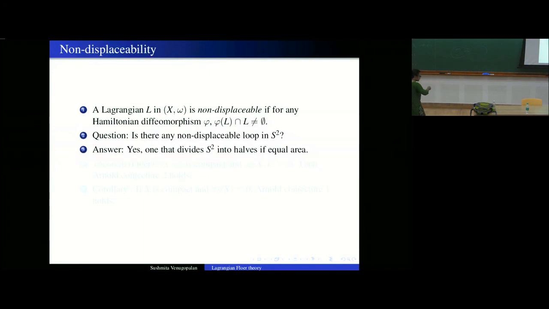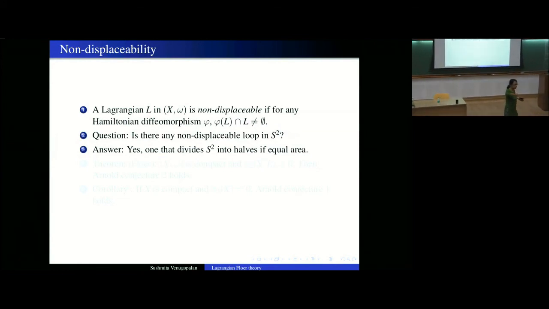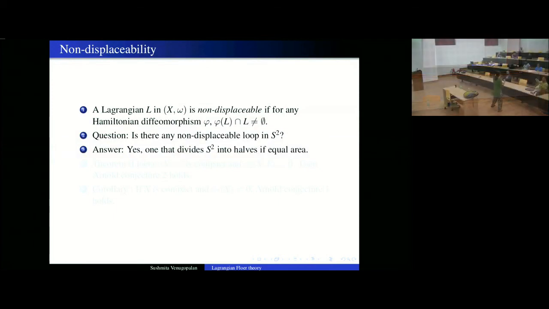So we have S2 with a symplectic form, which you can just think of as a volume form. And we saw that if it's a small contractible loop, then it can be displaced. But how big does it have to be so that it's not displaceable? You have the answer, but can you reason it out?